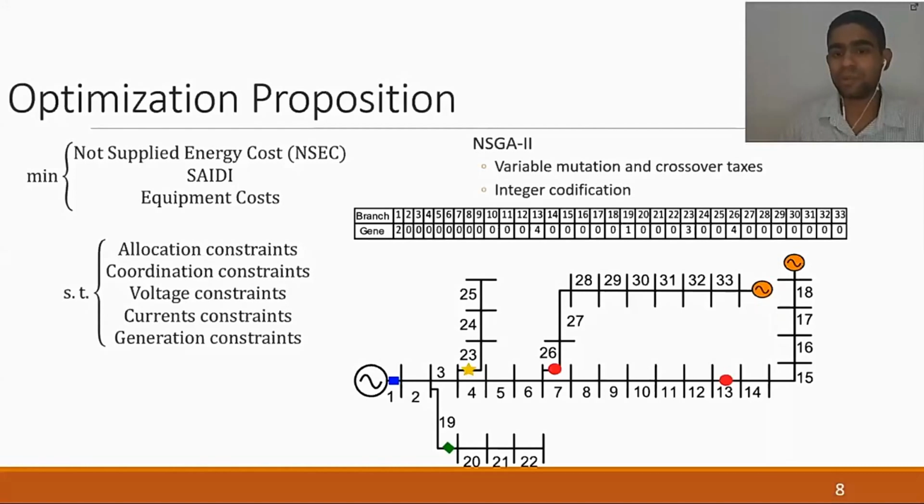We have variable mutation and crossover taxes. We are implementing the integer codification. So 0 means there is no protective device. 1 means the allocation of a fuse. 2 means the allocation of a recloser or a relay. 3, the allocation of a switch. And 4, the allocation of an IID.